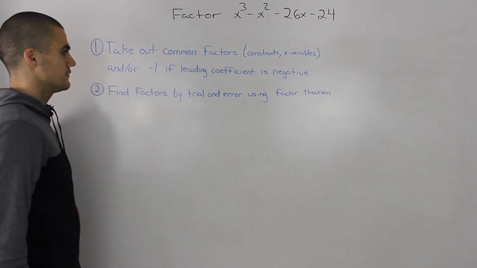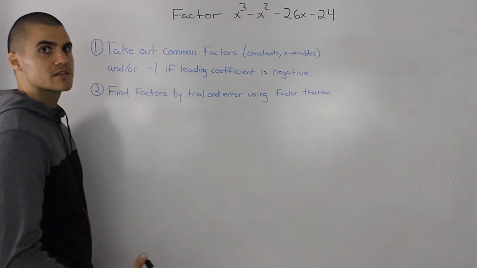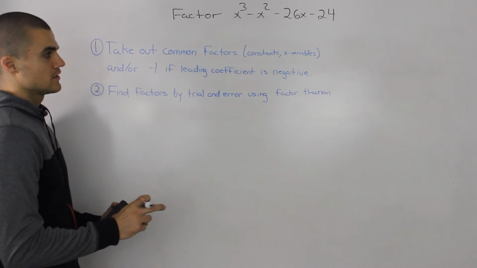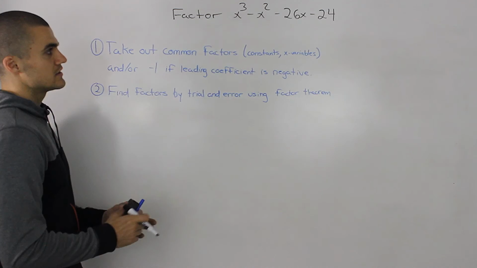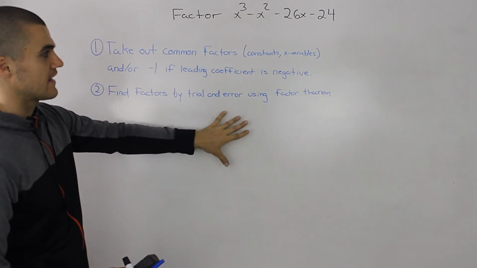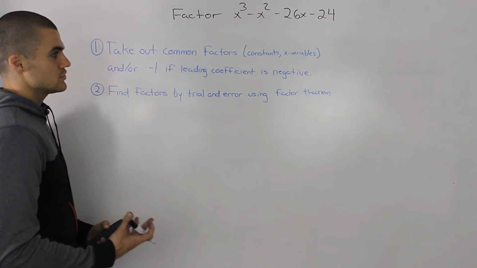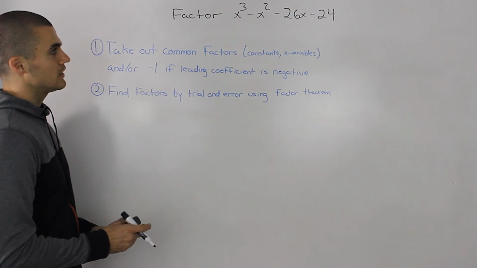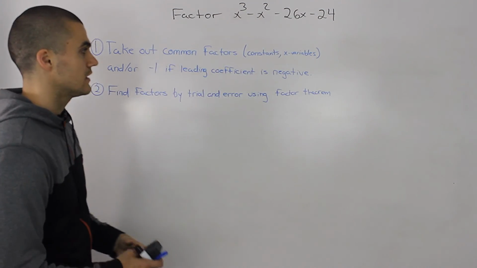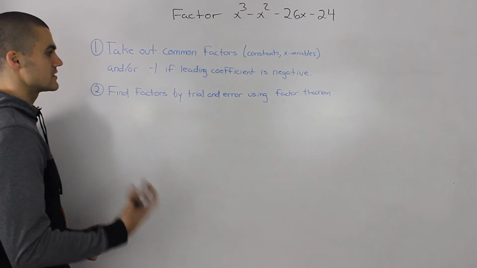Step two, find factors by trial and error using the factor theorem. And what does the factor theorem state? Well, if we have a divisor and we divide the dividend by that divisor and get a remainder of 0, that means that that divisor is going to be a factor. So what we have to do is start plugging in a bunch of numbers for x into the dividend and trying to find when it's going to equal 0.